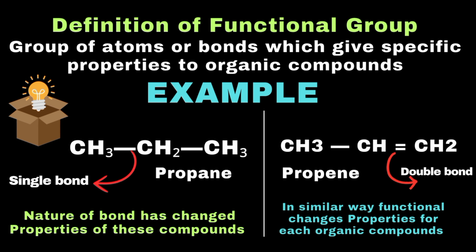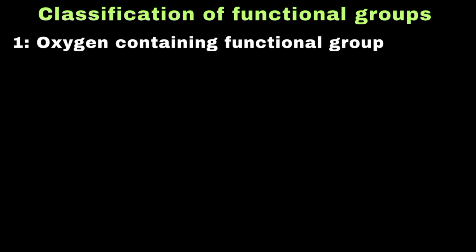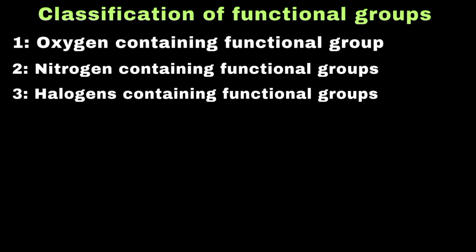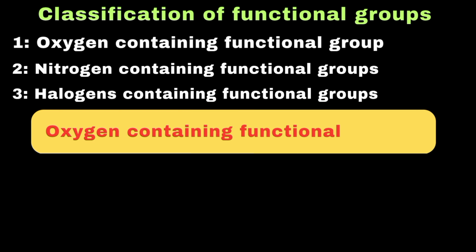Now, to understand functional groups in detail, we will classify them into 3 main categories, such as functional groups containing oxygen atoms, functional groups containing nitrogen atoms, and functional groups containing halogen atoms. First, let's start with oxygen-containing functional groups. We will start with alcohol.